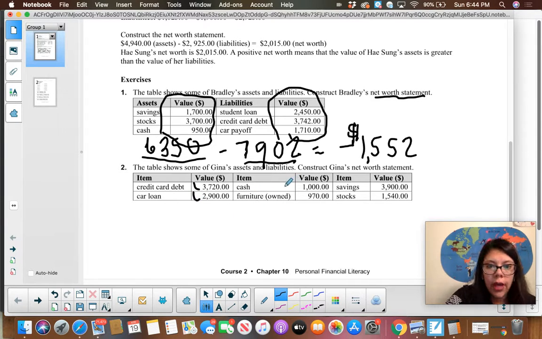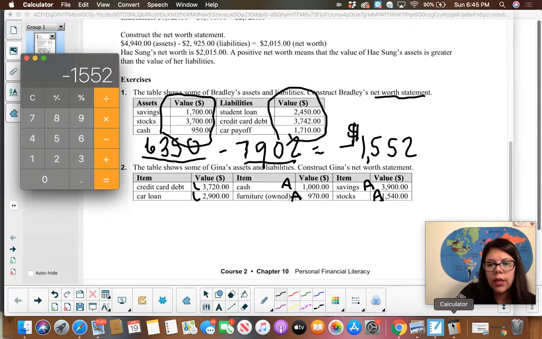Cash, that's something you have. So that's an asset. Furniture owned, that's an asset. Savings, that's something you have, so that's an asset. Stocks, that's something you have, so that's an asset. Okay, so we have here my liabilities, and all of these here are assets. So let's go ahead and add up all of our assets, and that's the cash, furniture, savings, and stocks.